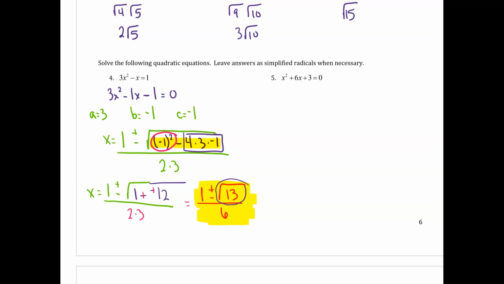All right, number 5. So this one is in standard form. So what I'm going to do is identify A. So A is the coefficient with x squared. That's 1. B is 6 and C is 3.